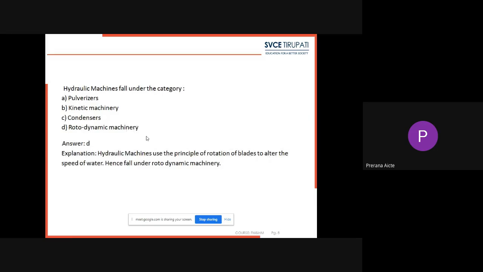Next one, hydraulic machines fall under the category of rotodynamic machinery. All the hydraulic machines fall under the category of rotodynamic machinery. So hydraulic machines use the principle of rotation of the blades to alter the speed of water. Hence, these machines fall under rotodynamic machinery.